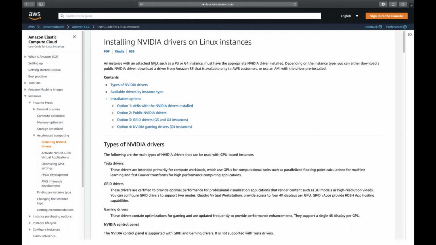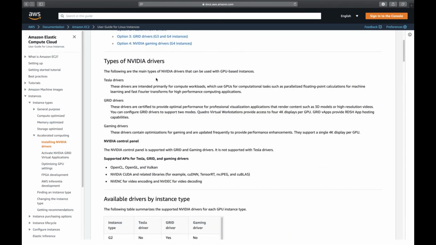An instance with an attached GPU such as P3 and G4, which is for gaming and graphics processing, needs to have an NVIDIA driver installed. You can download the NVIDIA driver. So basically, you have the hardware already, but you still need to get your own driver. That's what I understand. And there are three types: Tesla, GRID, and Gaming. For example, if you are interviewing for a solution architect role in the gaming industry, you need to know this. If you say you don't know, they will know that you don't know.